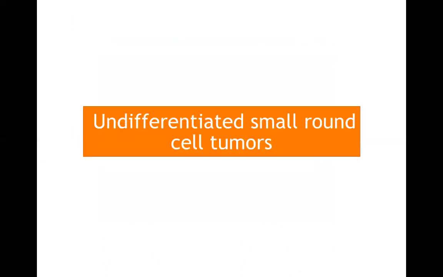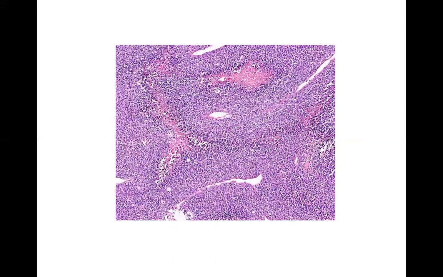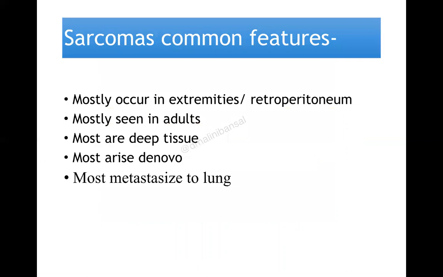Then the last in the categories are the undifferentiated round cell tumors, and much has been done on these round cell tumors. Initially, we had only Ewing sarcoma or the PNET category, composed of small round cells with areas of necrosis, but now there is also a spectrum of other round cells which could be identified with the help of immunostains.